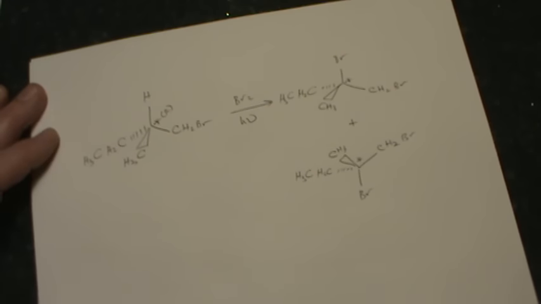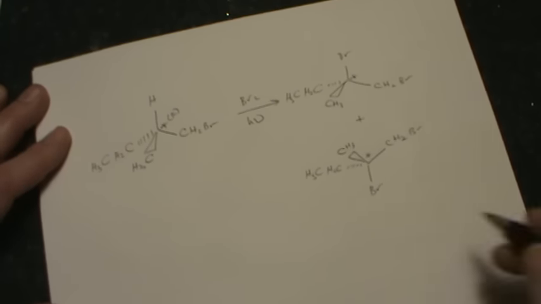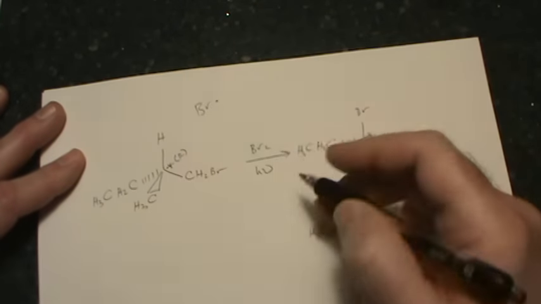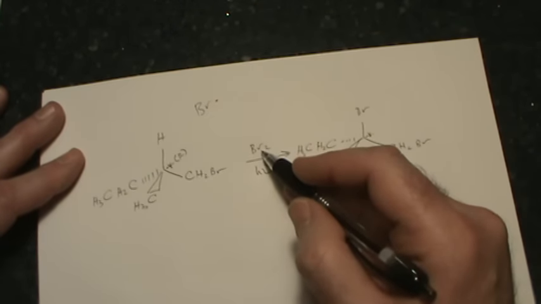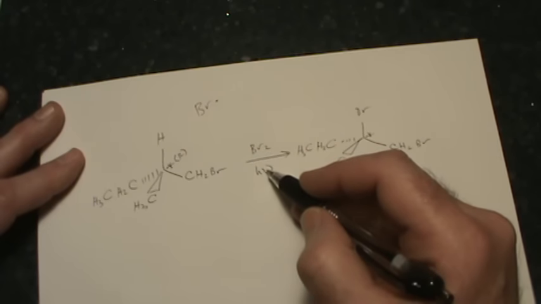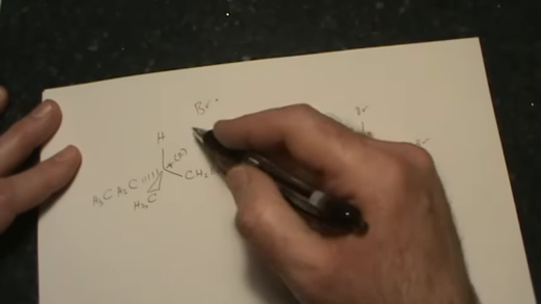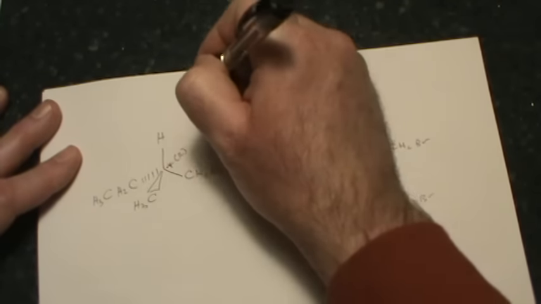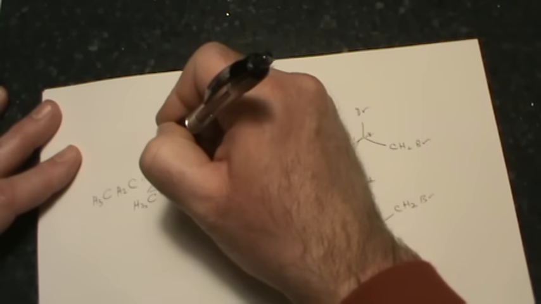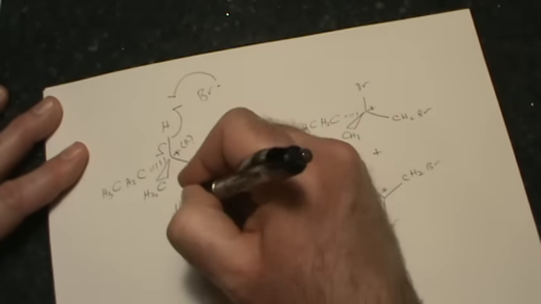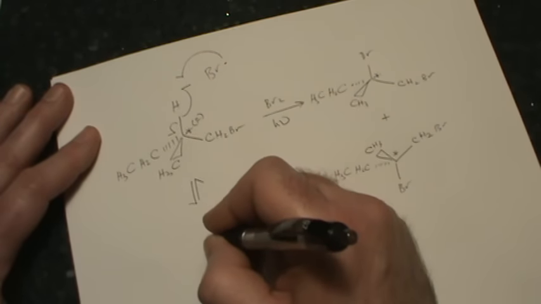Now, I'm not going to draw the entire photobromination mechanism, but let me just go ahead and indicate to you that in the photobromination reaction, in the initiation step, our bromine is going to be split into two bromine radicals by light. And this bromine radical is going to come along and do a hydrogen atom abstraction. And the reaction would look something like this.